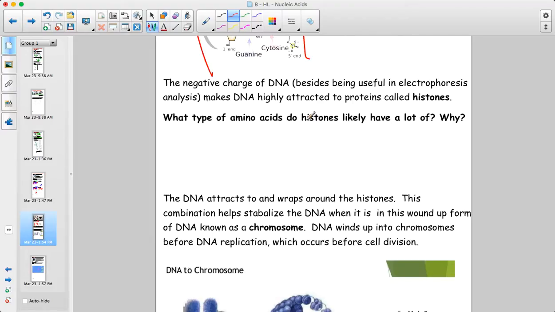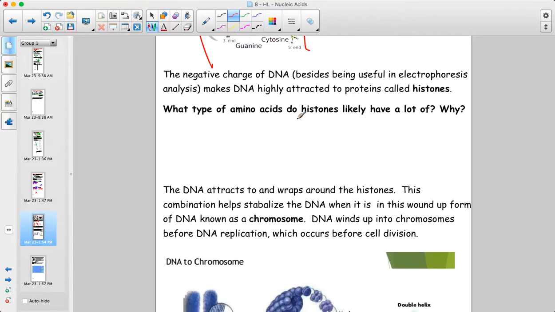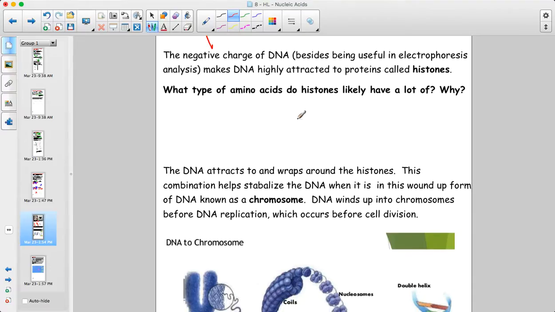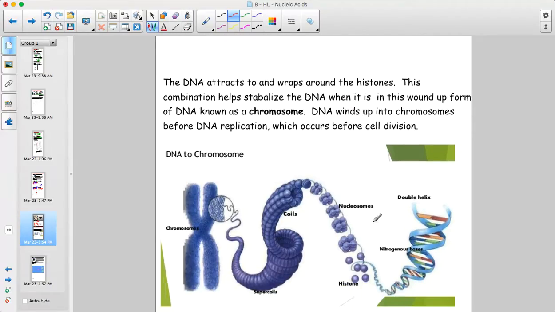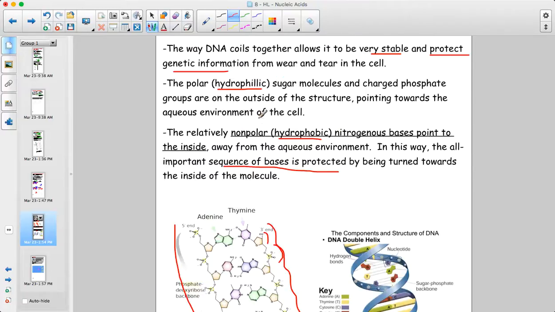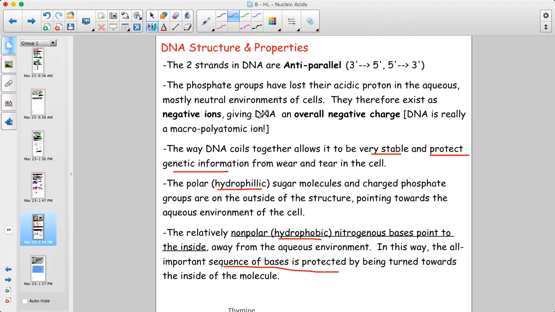The other cool thing about DNA is that because it has a negative charge, because of those phosphate groups, it ends up being highly attracted to proteins that are positively charged within the cell. Those proteins are called histones, and so the negative and positive charge is just a simple attraction that's going to take place, and so the DNA ends up wrapping around these histones within the cell, and that's how the DNA structure gets stabilized and wrapped up into the form that we know as chromosomes, which is how they coil up before cell replication. So just a couple other really neat things about DNA structure, why it works so well.